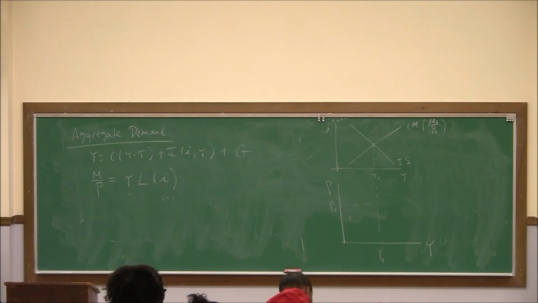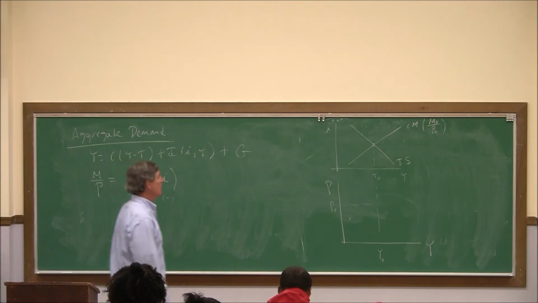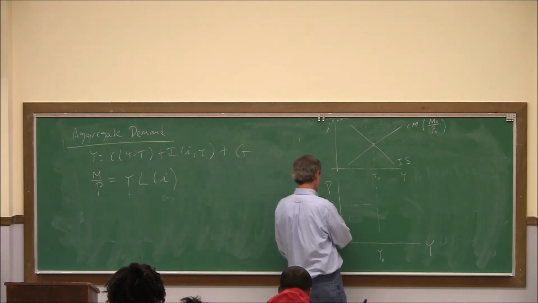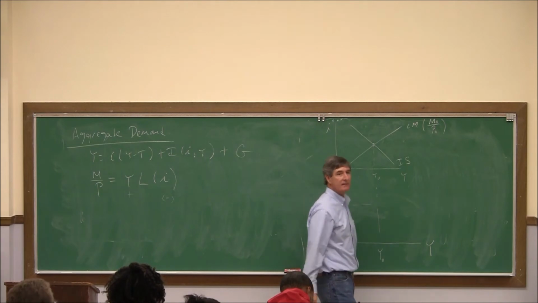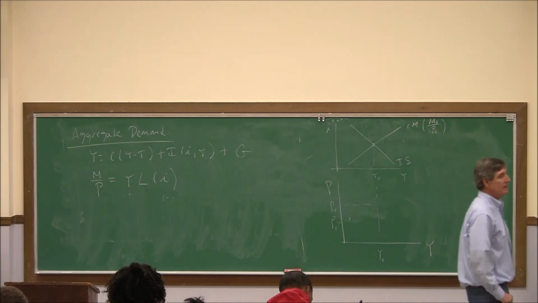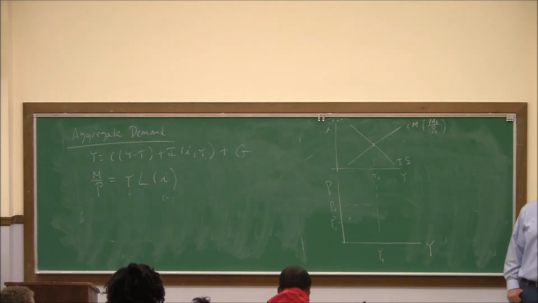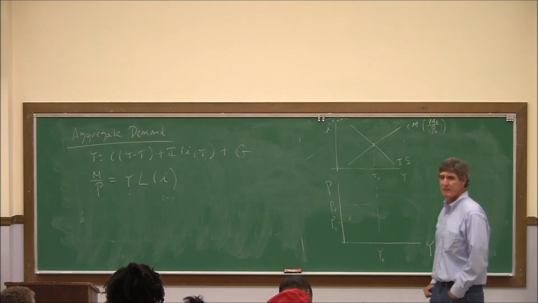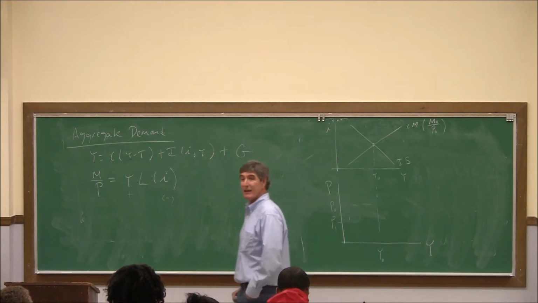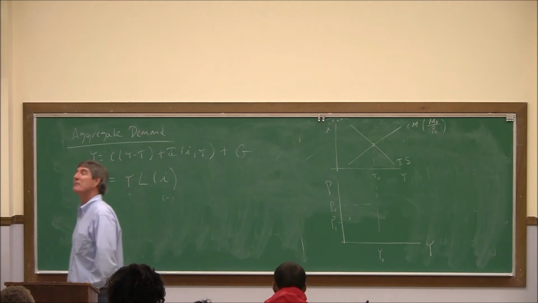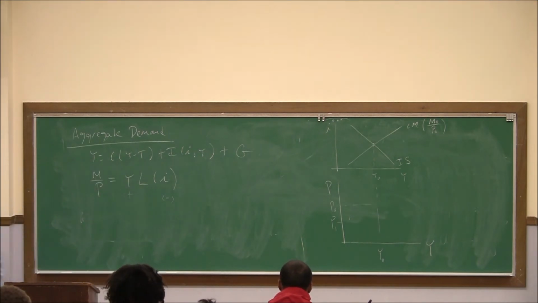So what do we want to do? Change the price. Let's lower the price to P1. Just for fun, we can raise it, it doesn't make any difference. We'll see the relationship either way. Let's lower it to P1. If P1 goes down, what happens to M over P? If M is fixed and P goes down, M over P goes up. So the LM curve shifts out.